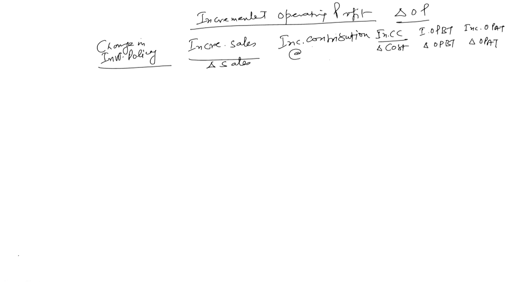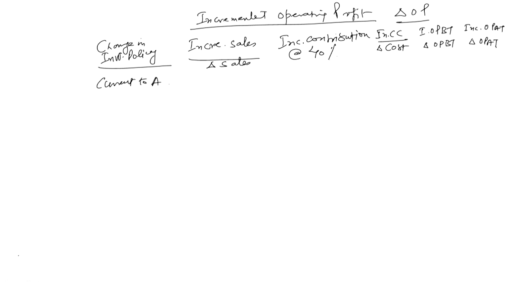So, here we will now make all the calculations. This is called at the rate of 40%. So, now we will make all the calculations here. Change in inventory policy from current to A.